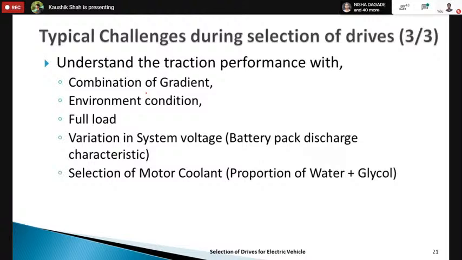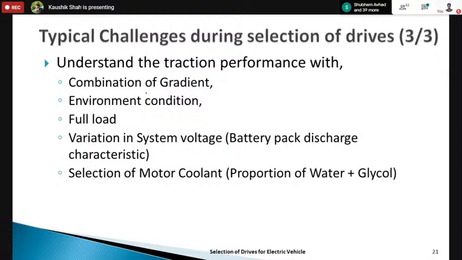And the third is the traction performance. I mentioned this, but these are a few pointers: there is a combination of gradient. If it is in a hilly area, the gradient performance is different than in a city area. You should understand the environmental conditions and lay them down properly. This is required to be fed into the simulation models. Full load conditions, variation in the system voltage, you need to understand. Is the performance of your battery pack consistent? I think Mr. Sheldon or an earlier session must have covered how the battery behaves.